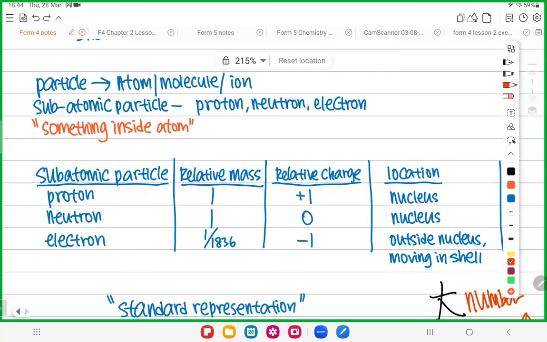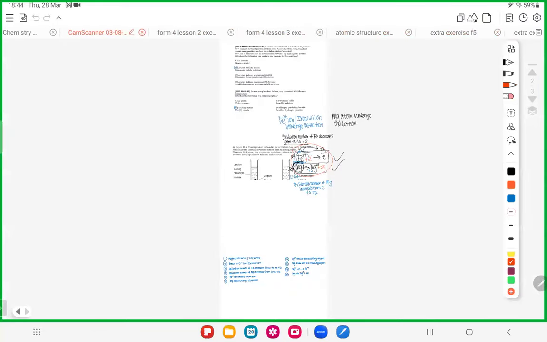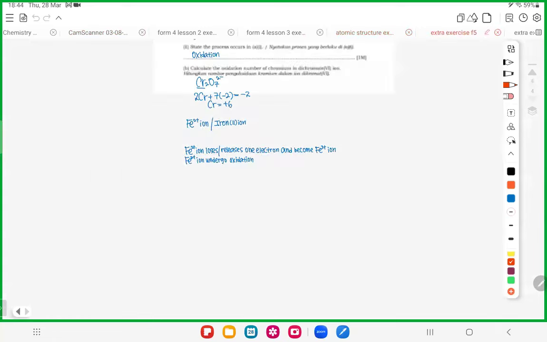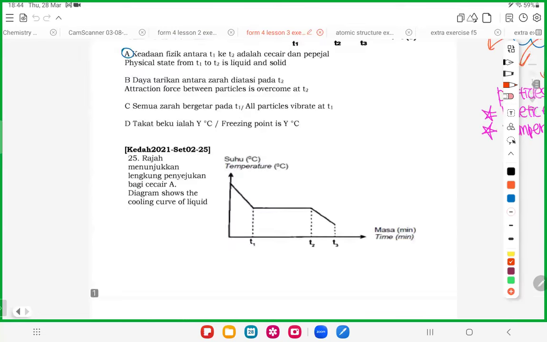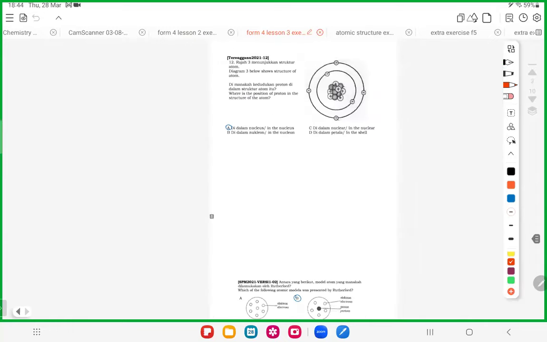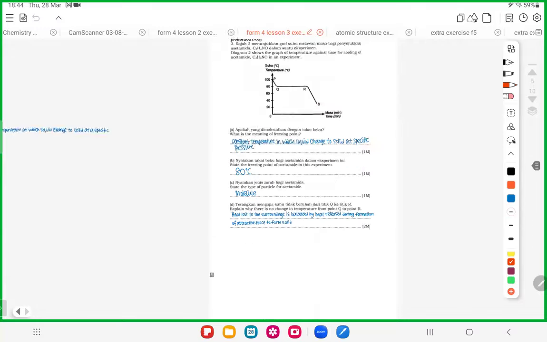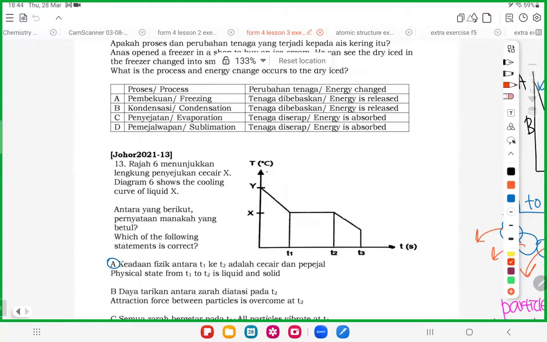Most importantly, you really need to differentiate particle and subatomic particle. Guys, it's so sad sometimes when you see a question like this. The question asks, what is the subatomic particle? For example, then that fella writes molecule. Well, you're totally wasted. So get it. Particle: atom, molecule, ion. Subatomic particle: proton, neutron, electron. I really hope you can see the differences. It's not hard, but you all have to be very careful.